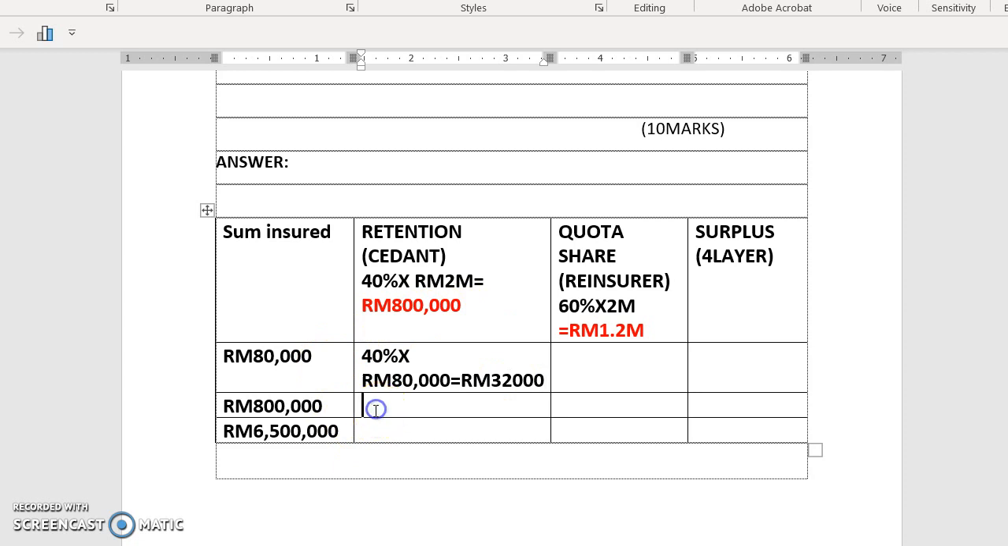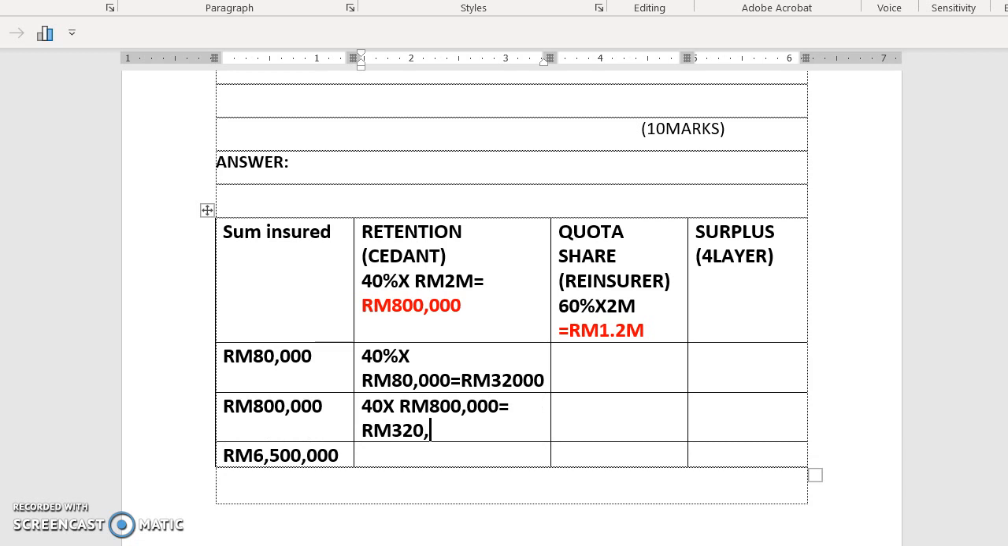Next, for the sum insured of 800,000, 40% will also be paid by the ceding company. So we have to times the sum insured, which is 800,000, and the amount that will be paid by the ceding company will be 320,000. I want to remind all of you, make sure that the limit for the retention, the amount paid by the ceding company, is only 800,000.